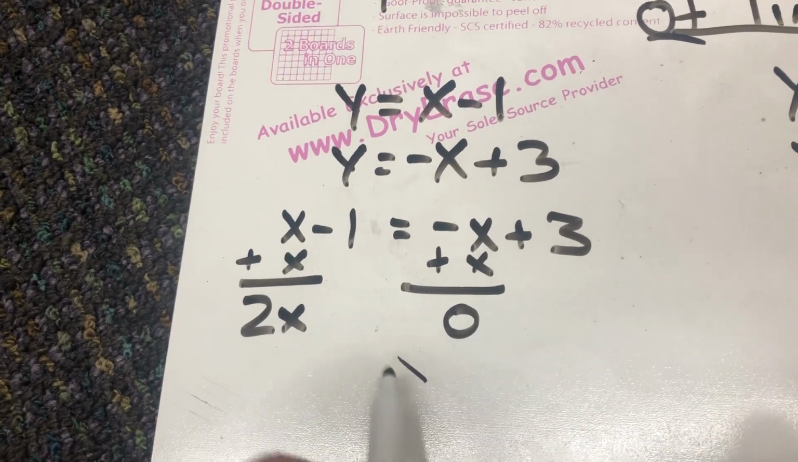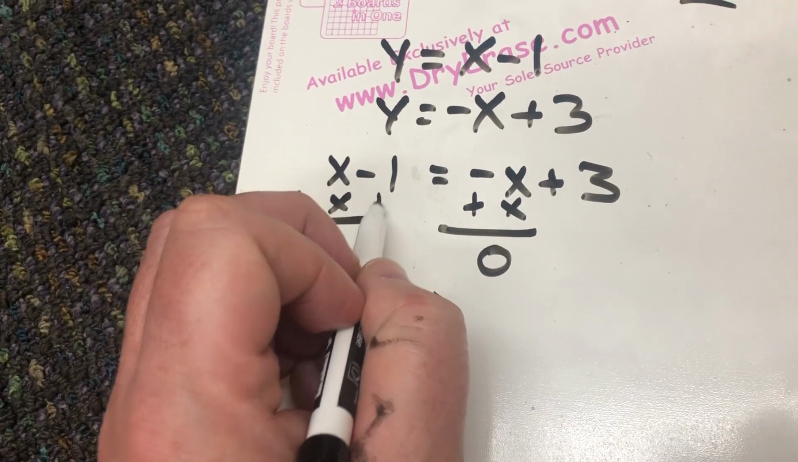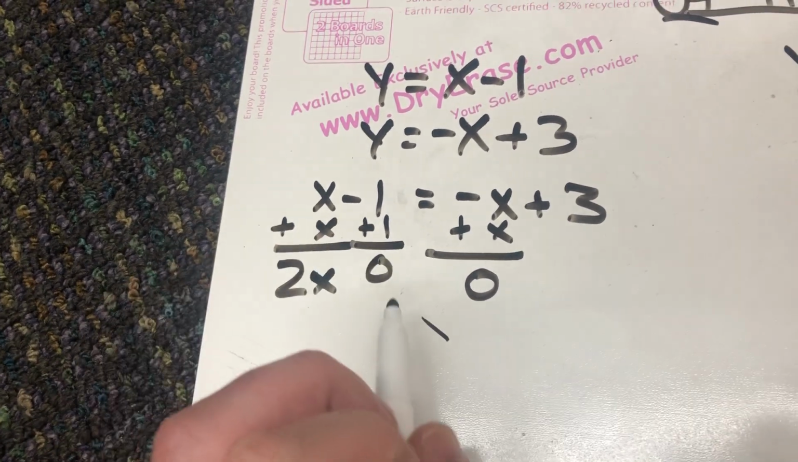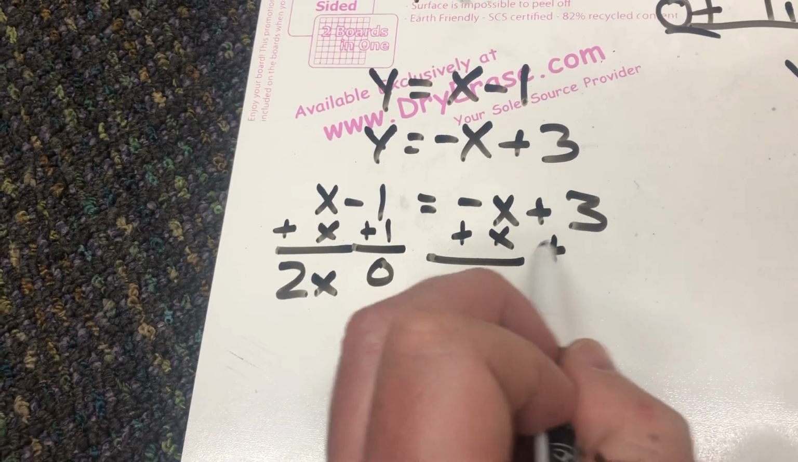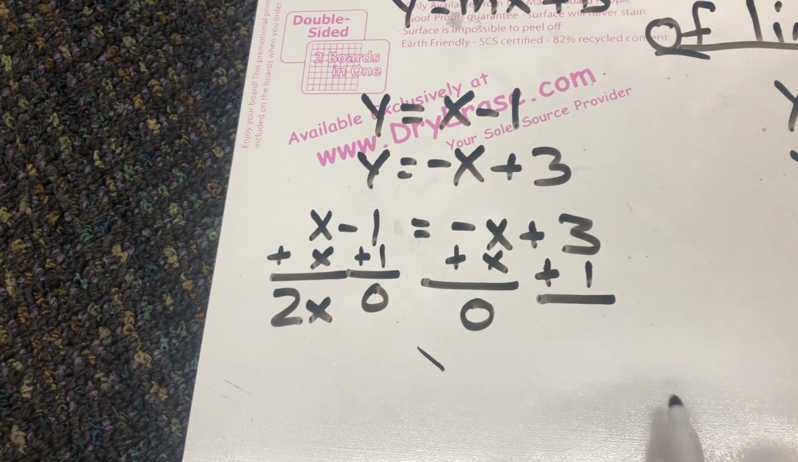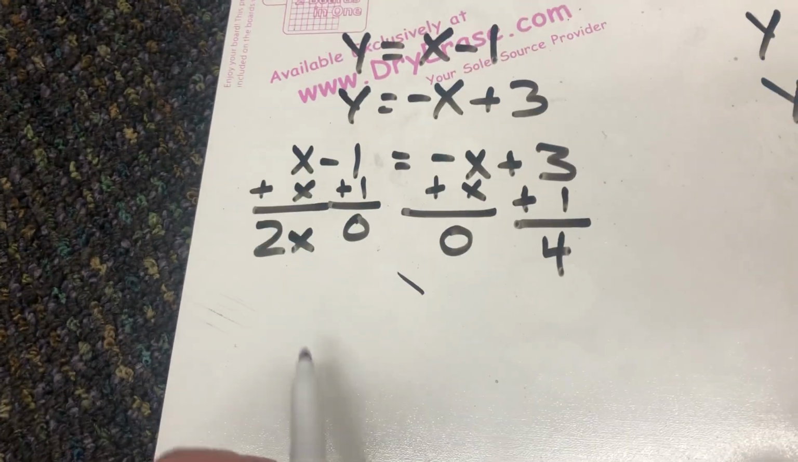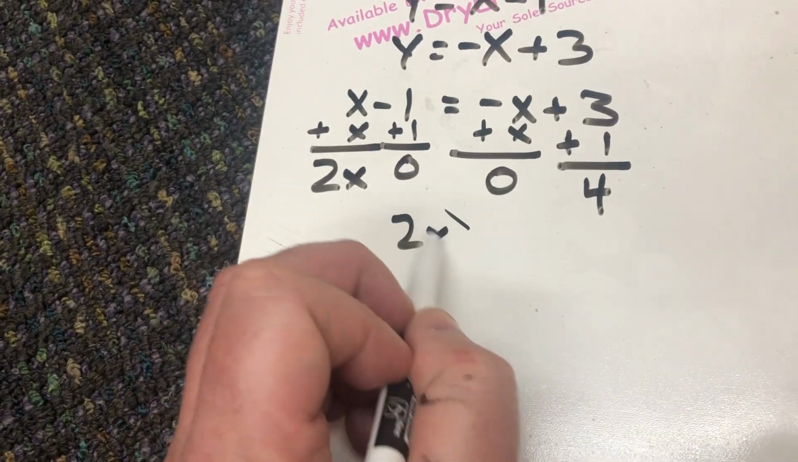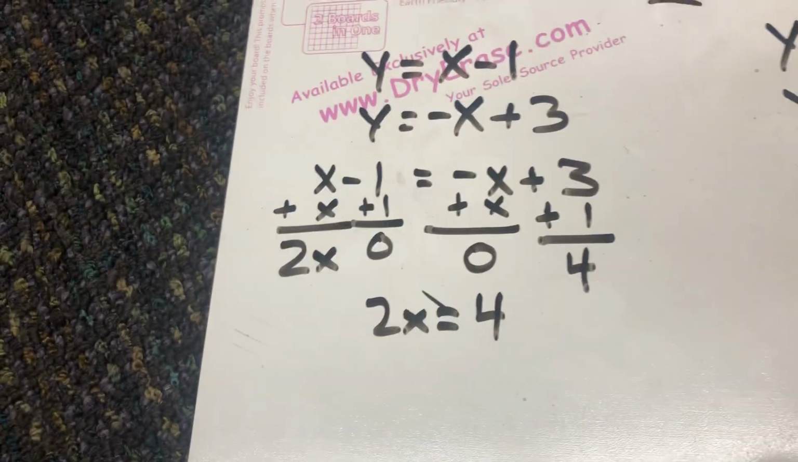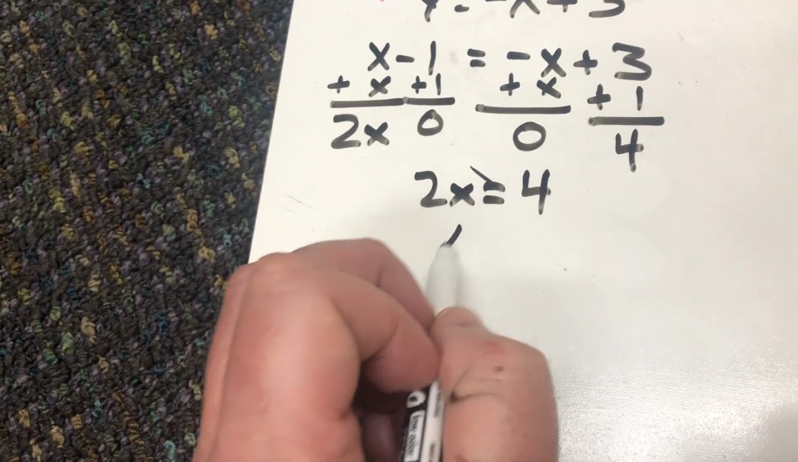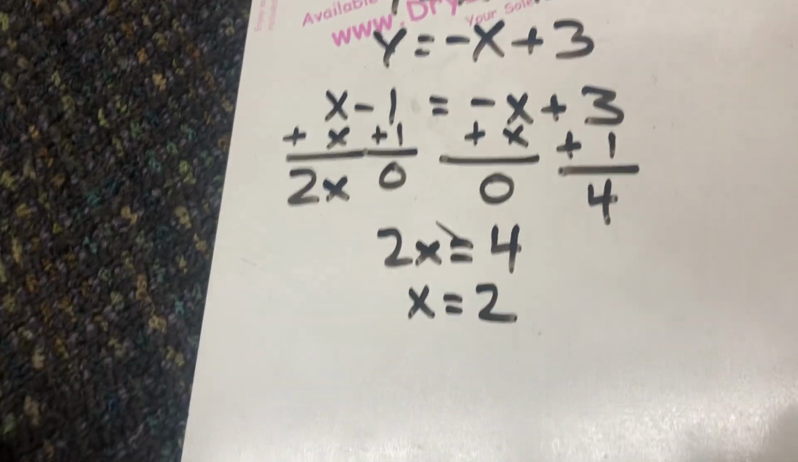I need to get a 0 on both sides. So here I have negative 1. And to get to 0, I'm going to add 1. But if I add 1 to this side, I have to add 1 to this side. And I know that 3 plus 1 is 4. So that leaves me with 2x equals 4. Well, if 2x equals 4, I do 4 divided by 2, and that tells me that x equals 2.